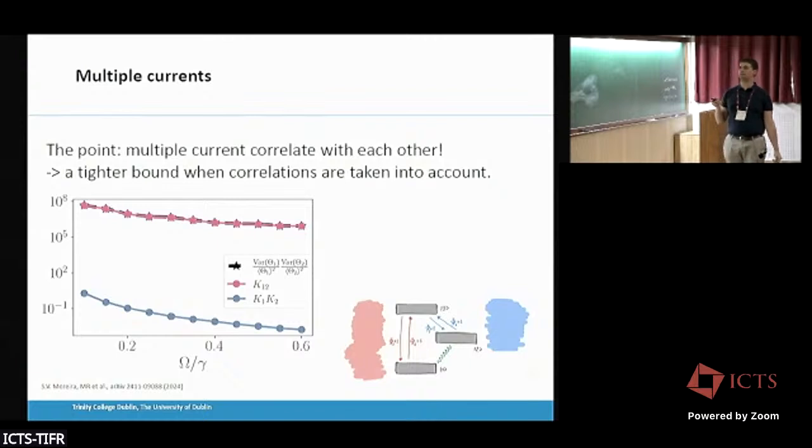I didn't put the entire formulation of the bound because it's very cumbersome and not particularly insightful. You can find it in the paper. So what we find is an actual saturation of the bound from our calculation on trajectories. And so we can actually get a much tighter bound when the correlations are taken into account.